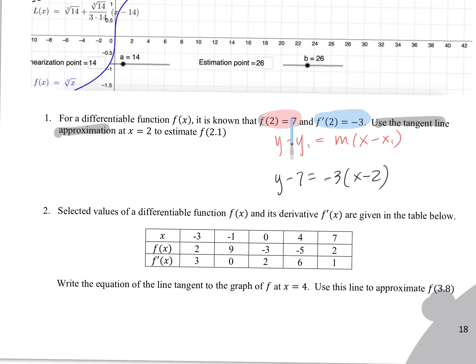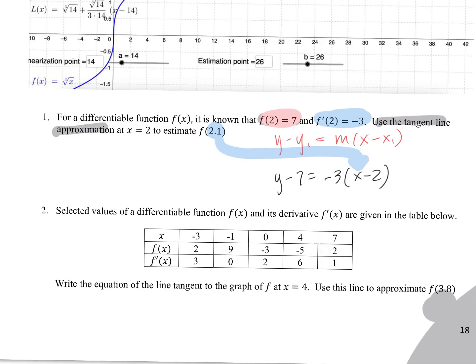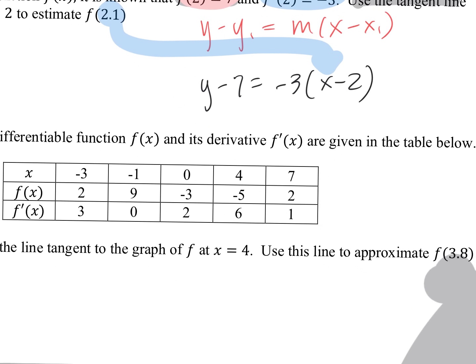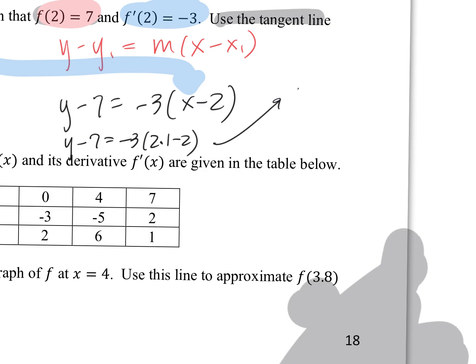Do you guys agree 2 and 2.1 are pretty close to one another? So they're saying the y value of this curved function is probably going to be pretty close to the y value of that tangent line. So you guys, we're going to just plug in that 2.1 right in here for x. It's just going to be y minus 7 equals -3 times (2.1 minus 2). Let's go do this, people. y minus 7 is -3 times, what's 2.1 minus 2? 0.1. What's -3 times 0.1? -0.3.